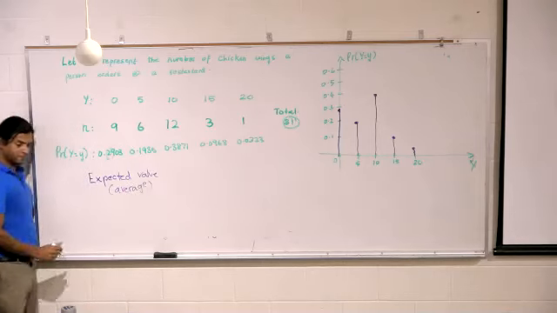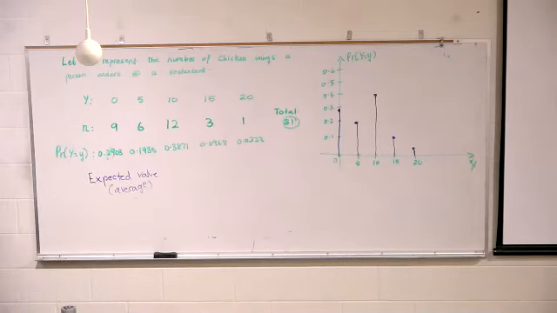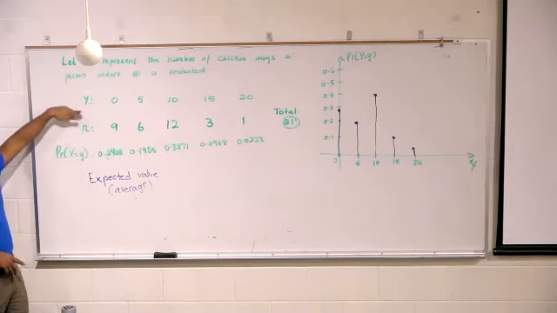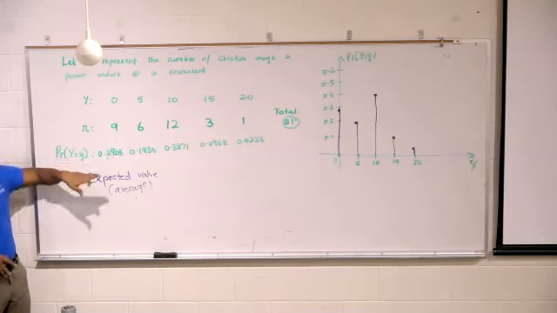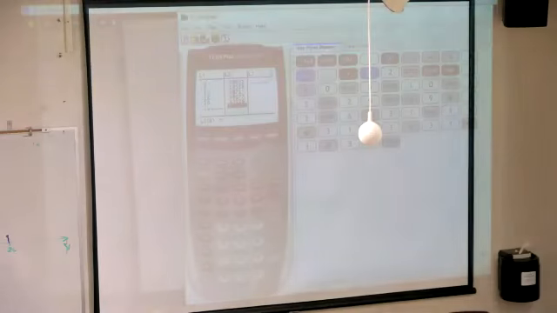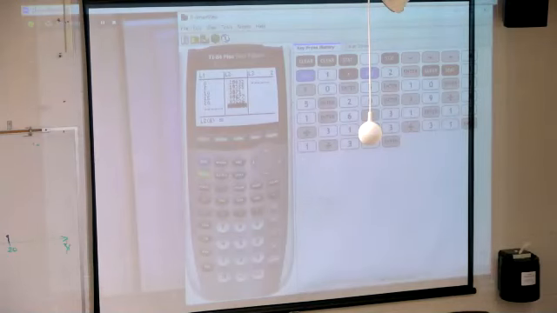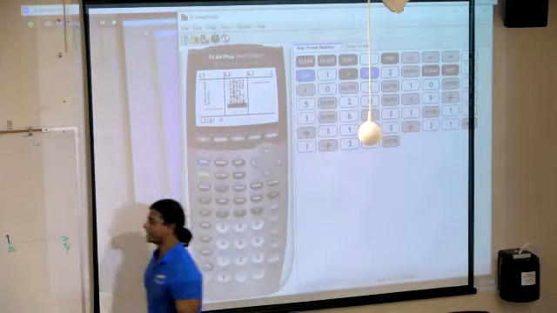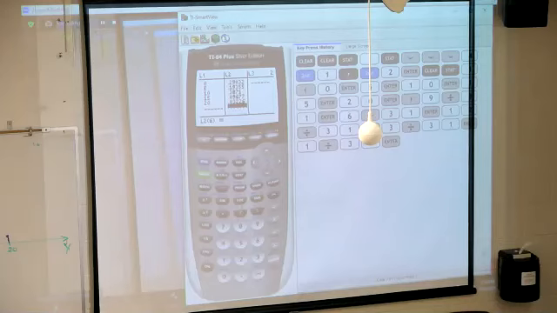Expected value is just a fancy term for average. So if a distribution is provided to you, we can find its expected value. I want you to pick up your calculator, put all of the outcomes for y in list 1 and the probabilities in list 2. We are going to find the expected value, which is simply the mean.